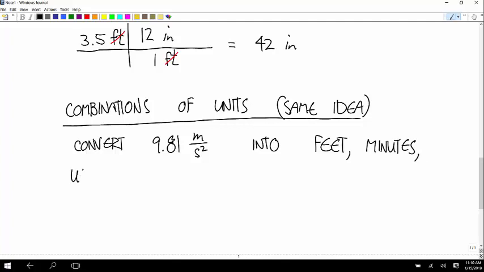And we're going to use the conversion factors that 1 meter is equal to 3.281 feet, and that 1 minute is 60 seconds.